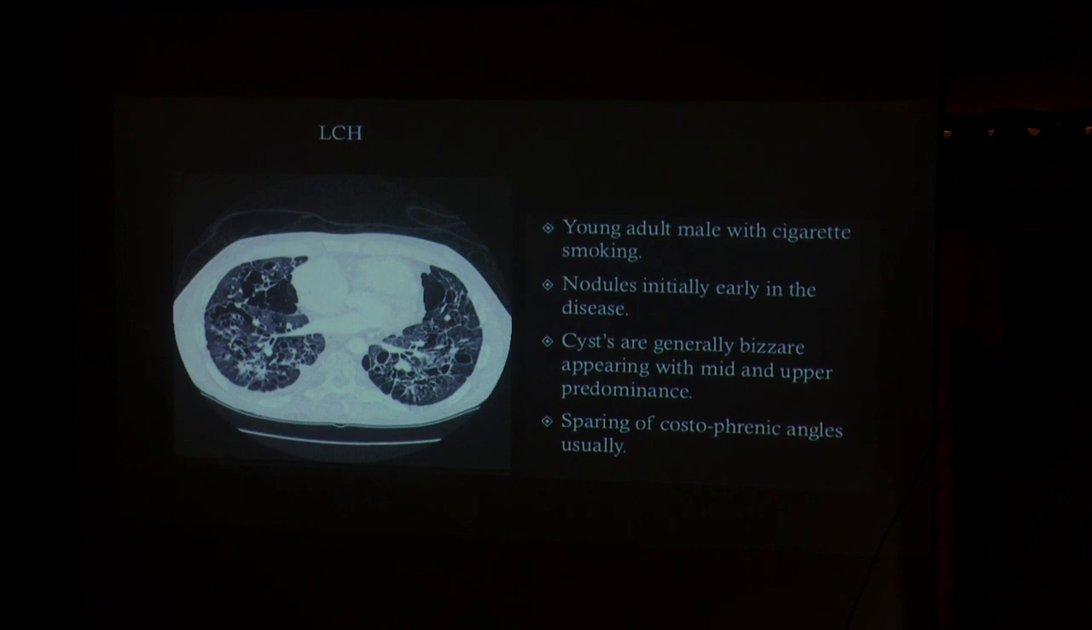And then we have LCH. LCH is upper zone predominant. The cysts are usually bizarre in shape, and it usually affects young adults with a history of cigarette smoking. And these cysts generally tend to spare the costophrenic angles.